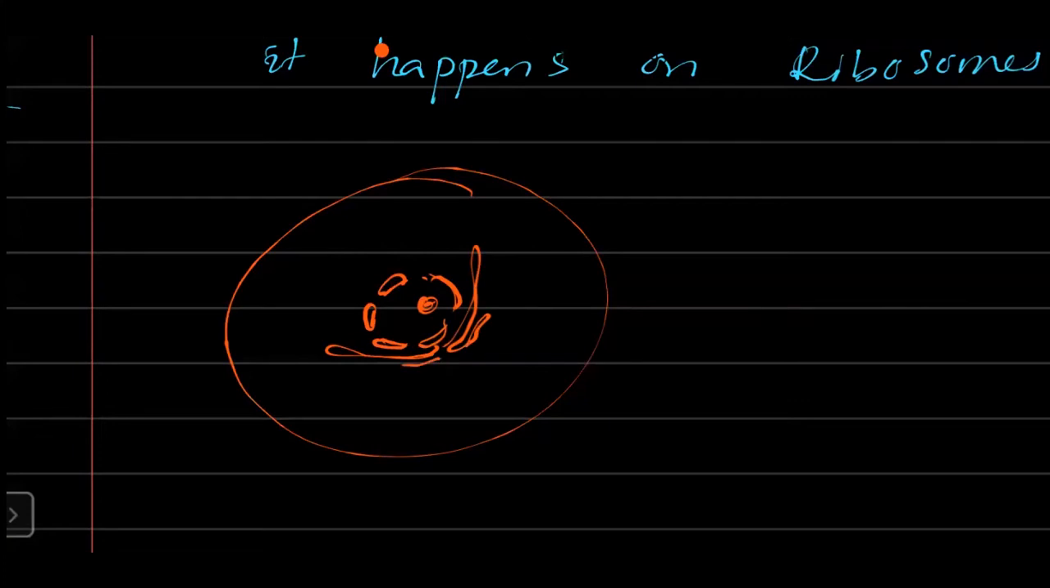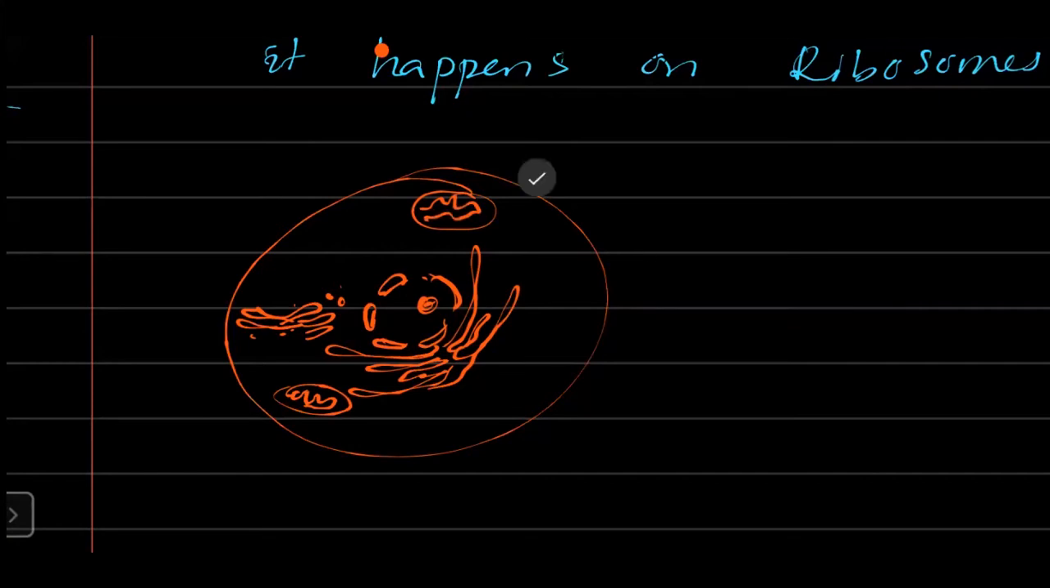Endoplasmic reticulum. And Golgi bodies, you can see. Okay, Golgi vesicles. And you can see these mitochondria. Okay, smooth endoplasmic reticulum. You can see smooth endoplasmic reticulum.